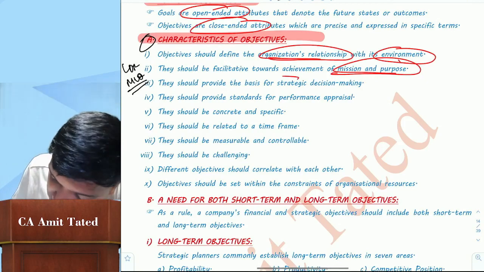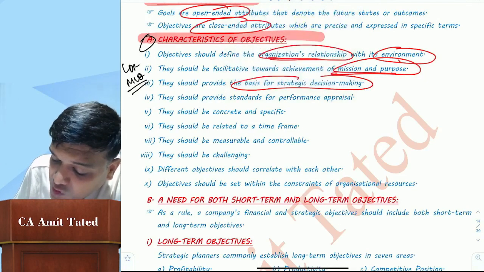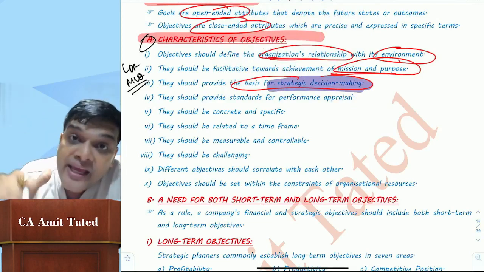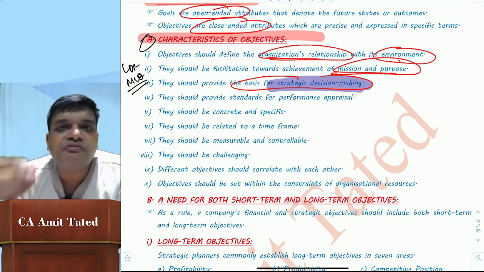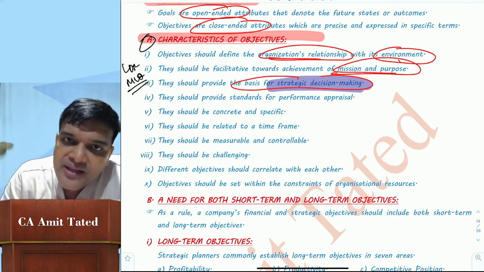This is also a basis for strategic decision making. Recall the content: what is strategic decision making? Choices. Remember, choices. Which product, which market? So the objective will decide the choices. For example, if I need to earn 10 crore and the market is not enough to achieve 10 crore, how can I achieve 10 crore? I need to go into some other market also, right?